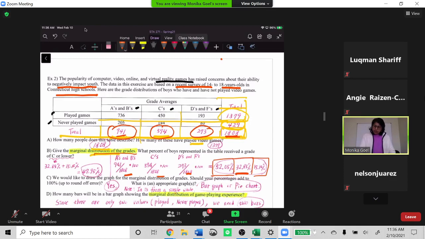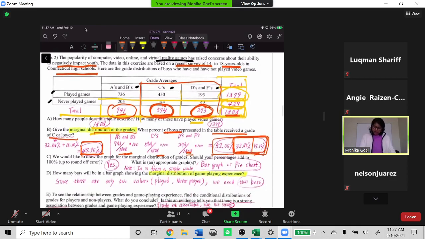Now it says, what percentage of the boys represented in the table received a grade of C or lower? Since I calculated A's and B's, C's, D's, and F's, and if you're saying C's or lower, so that means I'm talking about this part, right? So I'm talking about this plus this. So I know the percentage of C's, I know the percentage of D's and F's, so I can find that. I calculated here, right? So this is C's and this is D's and F's. If you calculate this, you can find it. Questions?